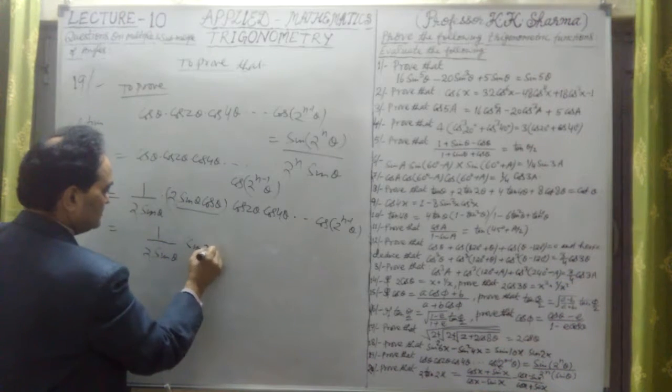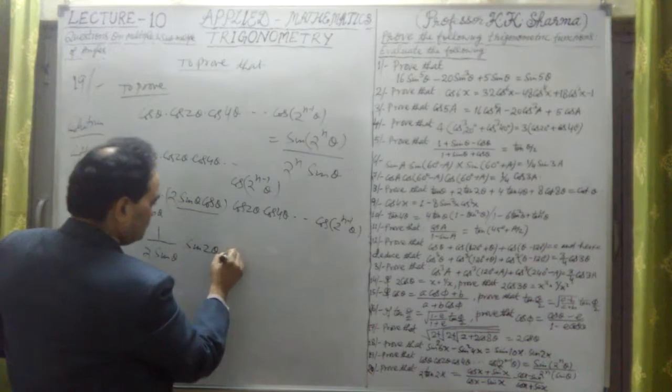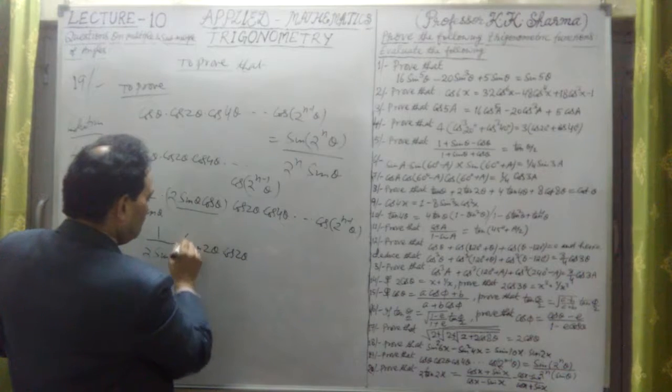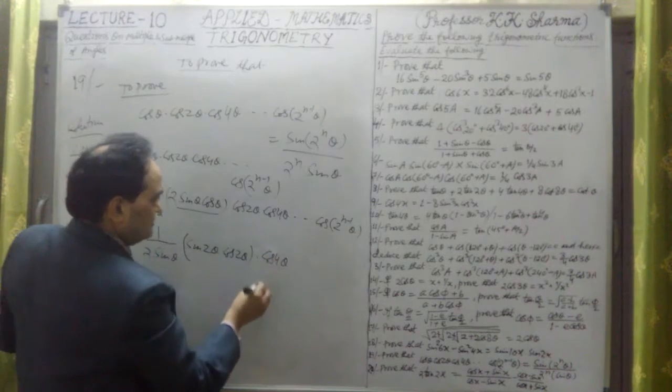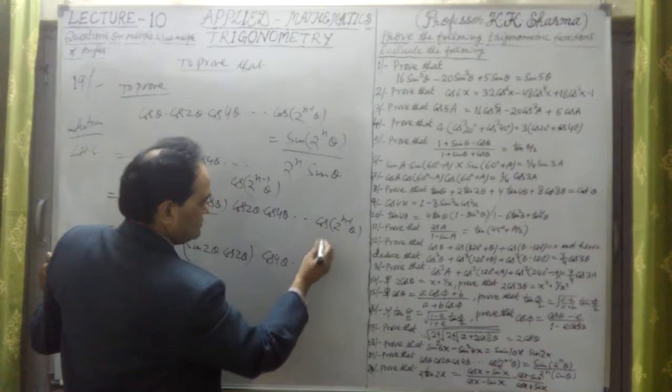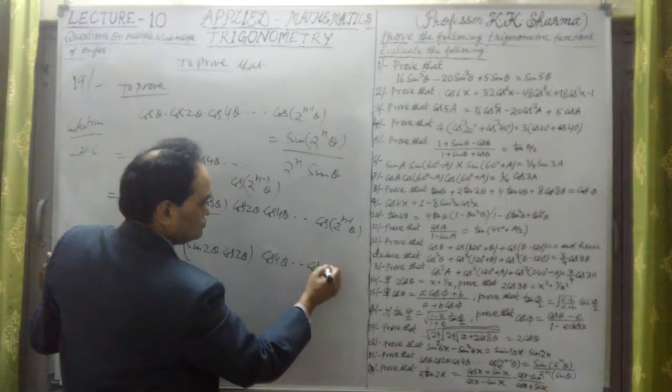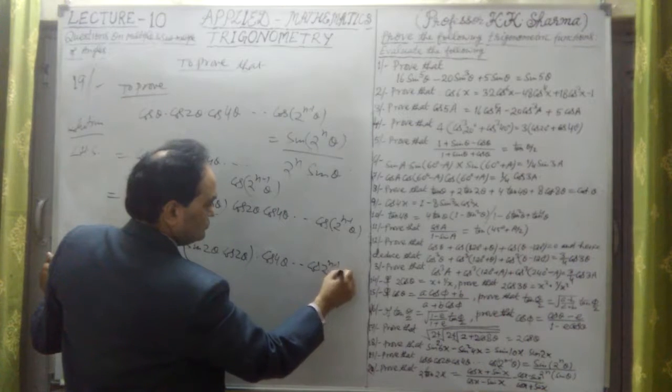Just sine theta, and this is cos 2 theta. Now again, we have to multiply or divide by cos 2 to the power n minus 1 theta.